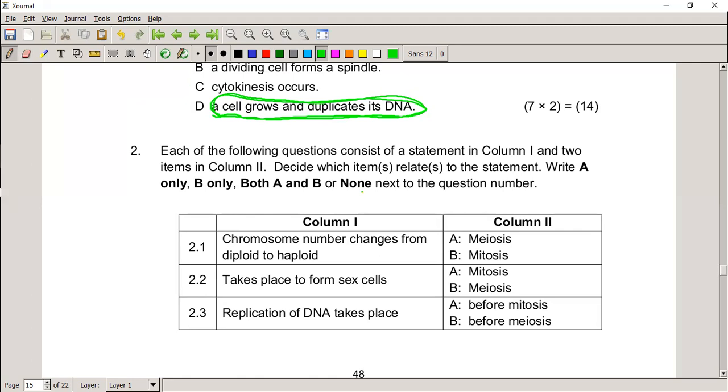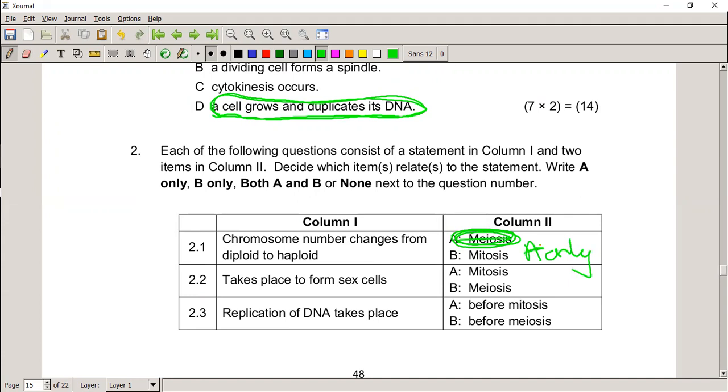Okay. Let's go to our A only, B only question. 2.1, chromosome number changes from diploid to haploid. Okay, so it's reduction division, diploid to haploid. So it's A only, it's only meiosis. So A only, don't forget to write the only.